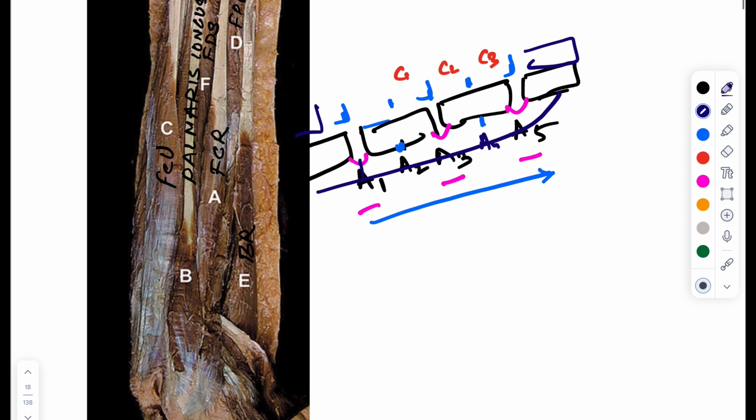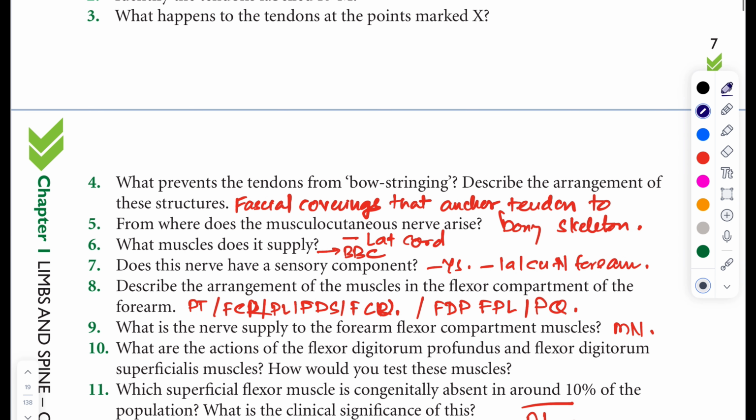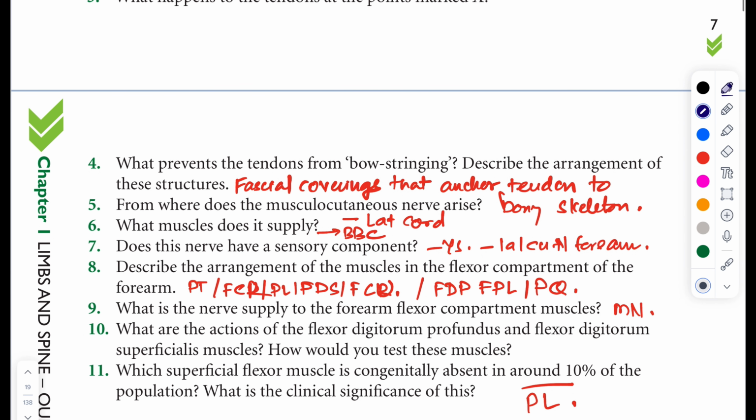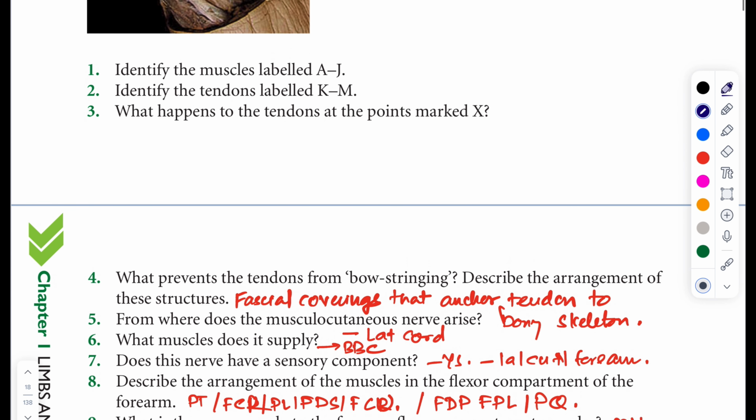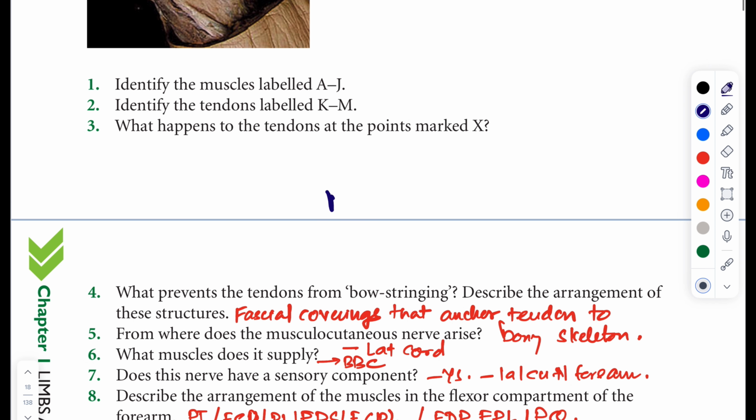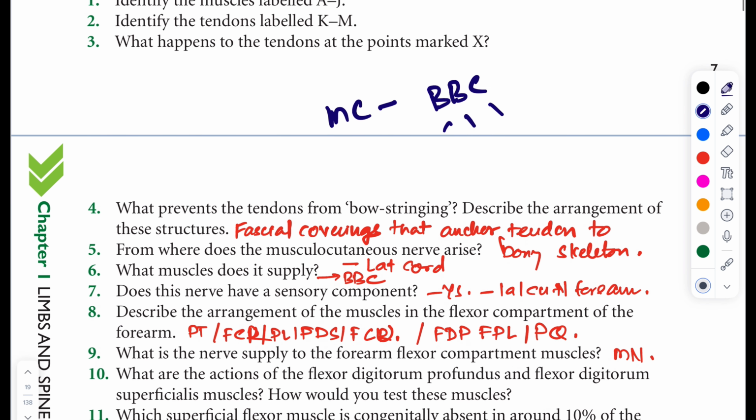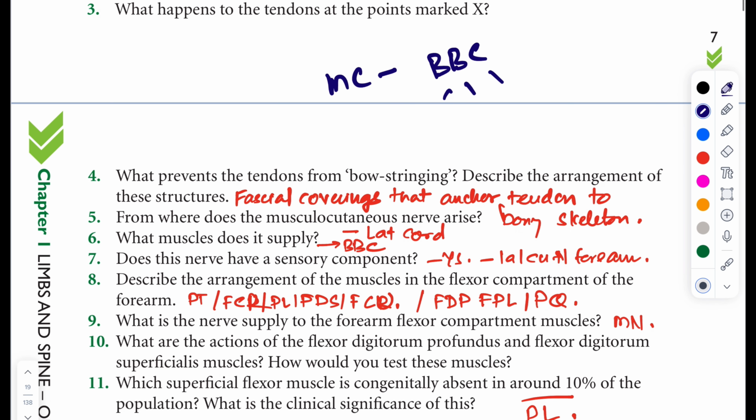Where does the musculocutaneous nerve arise from? The lateral cord. It supplies the muscles BBC: biceps brachii, brachialis, and coracobrachialis. Does the nerve have a sensory component? Yes, it continues as the lateral cutaneous nerve of the forearm.